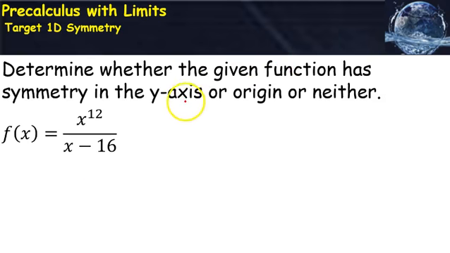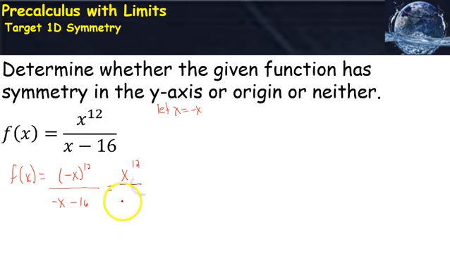So remember, for the y-axis, you let x equal negative x. So you replace x with negative x. I'm going to replace x here with negative x, and I get f of x, or y if I want it, equals negative x to the 12th over negative x minus 16. Now negative x to the 12th turns into positive x to the 12th, but the bottom is negative x minus 16.